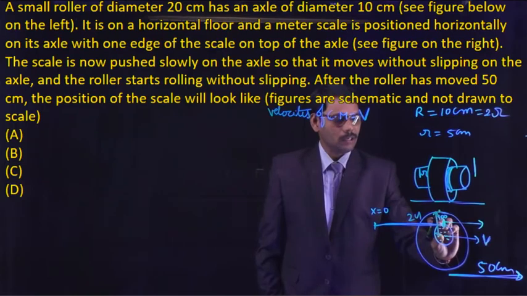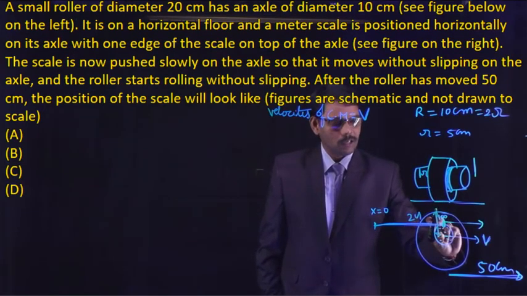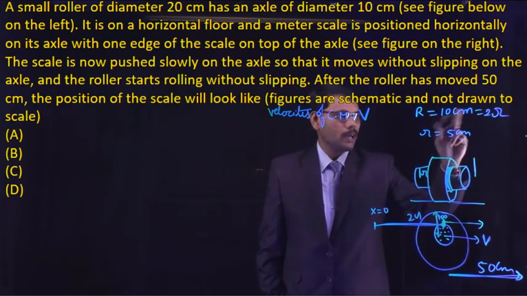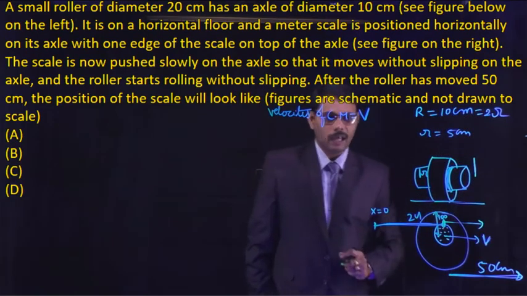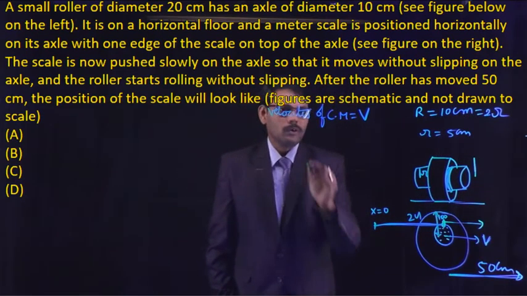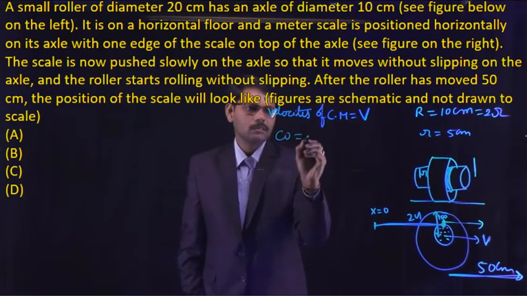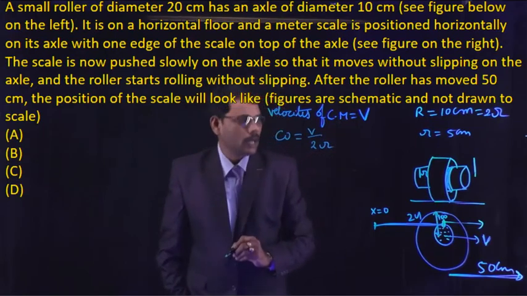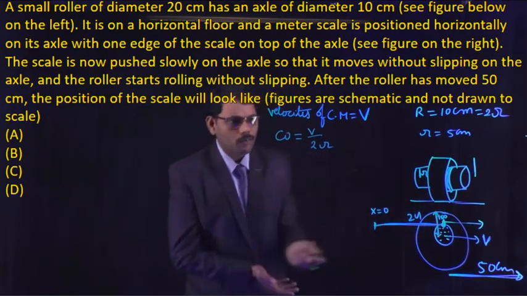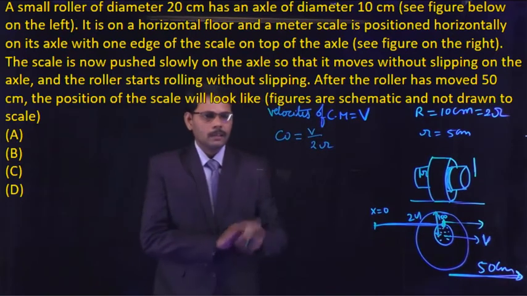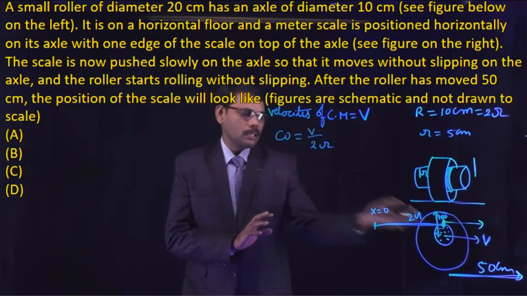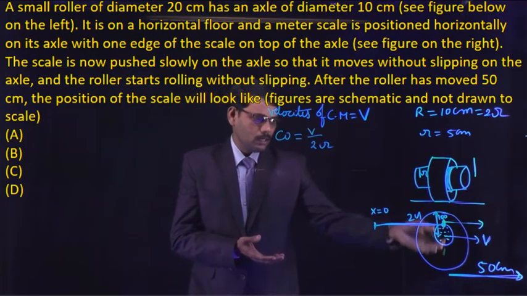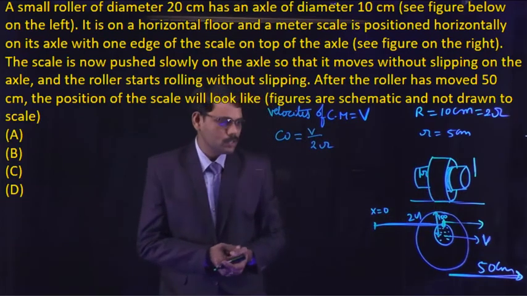Compared to the radius of the axle, the radius of the roller is doubled, because capital R is 10 centimeters, twice the radius of the axle. Therefore, the angular velocity of the roller is v by 2r. Angular velocity omega is v by 2r. In case of pure rolling, the angular velocity is equal to the center of mass velocity v divided by the radius of the roller, 2r, so omega is equal to v by 2r.